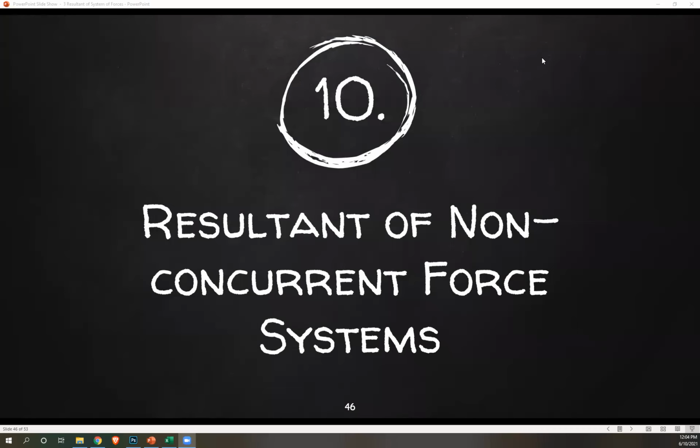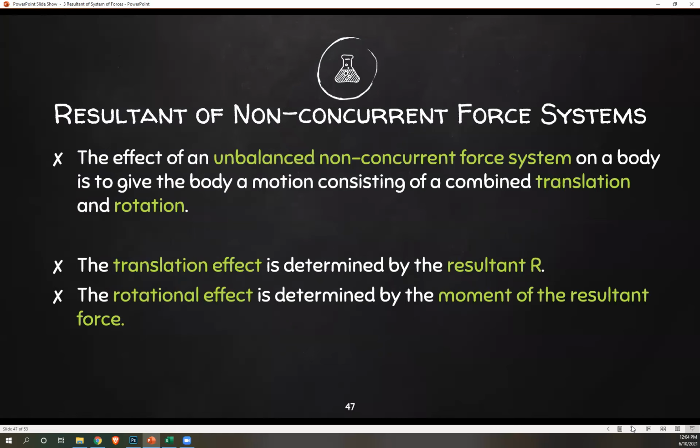Today, we'll discuss the last topic for resultant of forces, which is resultant of non-concurrent force system. As usual, let's have a bit of an introduction. So the effect of an unbalanced non-concurrent force system on a body is to give the body a motion consisting of a combined translation and rotation.